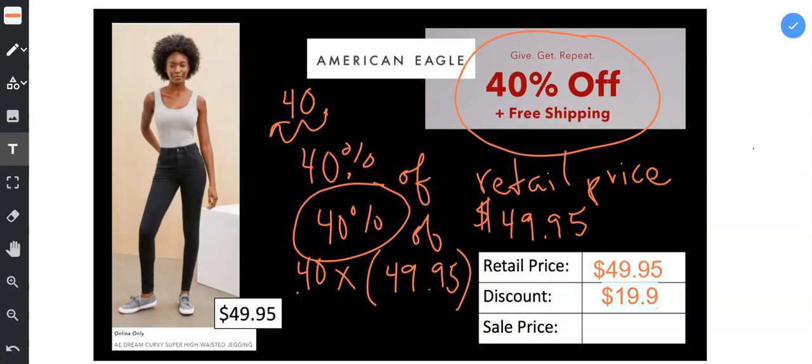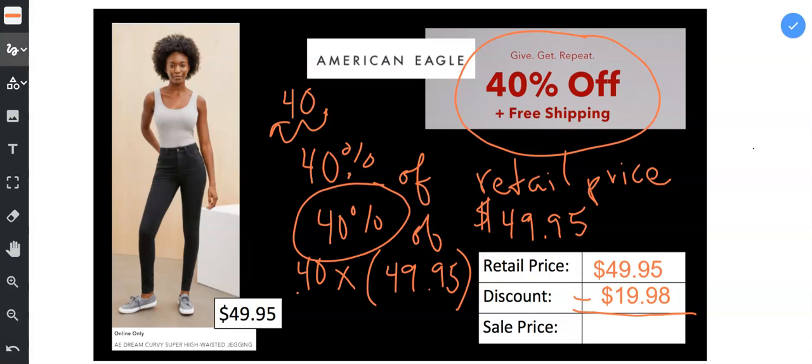So we're not writing 40% in this space. Beside the discount, we're going to write the $19.98. Remember, the discount represents the amount of money you take off from the retail price. The discount represents how much cheaper it's going to be. So we're going to subtract the discount. So the discount is subtracted from the retail price.